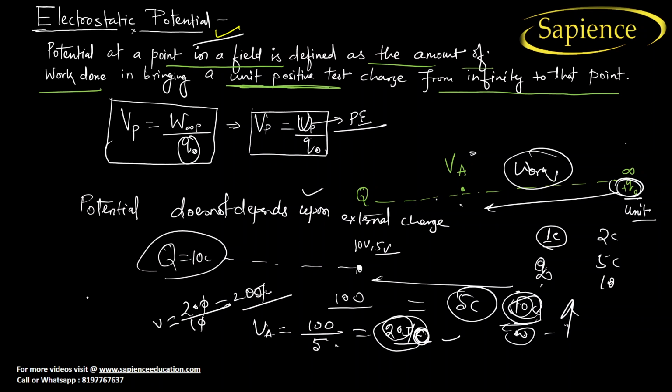So it means that potential does not depend upon how much charge you are bringing, but it only depends upon the source charge. It is not dependent upon the outside charge, right? So I hope you have understood this.